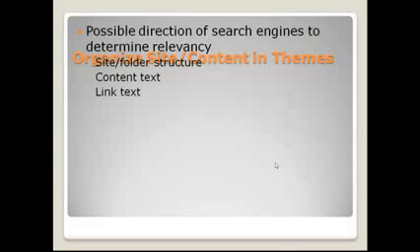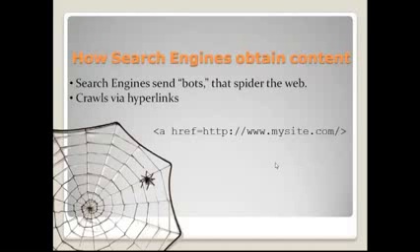Now, on the direction of search engines to determine relevancy, it's important to organize site content into themes. Site folder structure, content text, and link text are all important. So, how do search engines obtain content? Search engines send bots, which are just computer programs, algorithms that spider the web, and they crawl via hyperlinks.